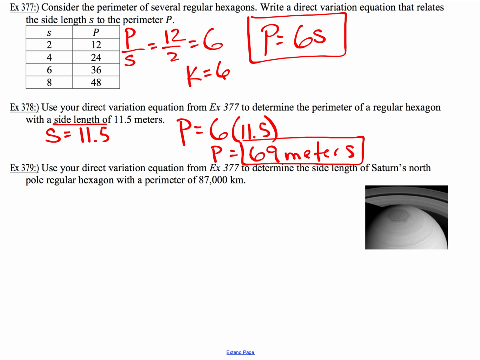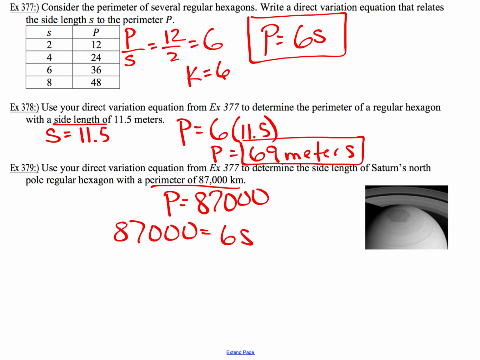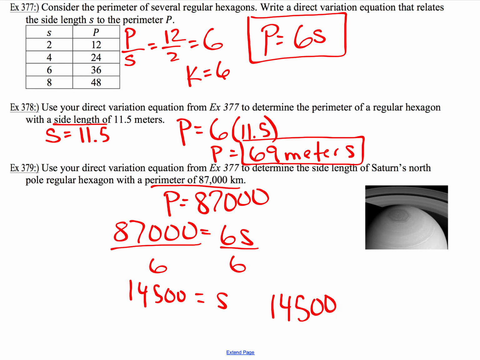Okay, example 379. Use your direct variation equation from example 377 to determine the side length of Saturn's North Pole regular hexagon with a perimeter of 87,000 kilometers. All right, this time we're given the perimeter to be 87,000. So we're going to plug in 87,000 for P, and that equals 6S. So we'll just divide to get S by itself here. So S equals, well, 87,000 divided by 6 is 14,500. So the answer here would be 14,500 kilometers. That is a very large hexagon.